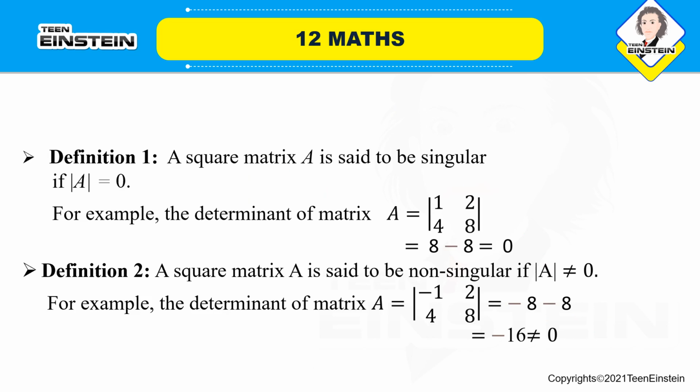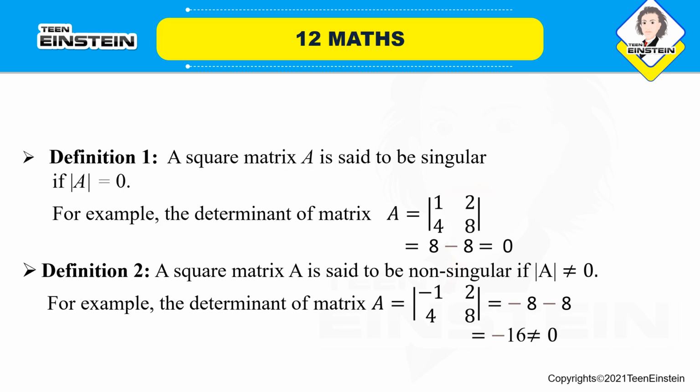See the next definition. Definition 1. A square matrix A is said to be singular if determinant A equals 0. Singular means determinant A is 0. Value of the determinant is 0 means we say that the given square matrix A is a singular matrix.